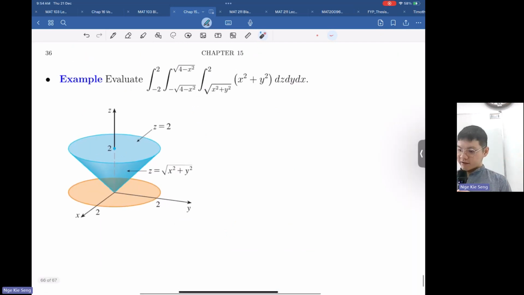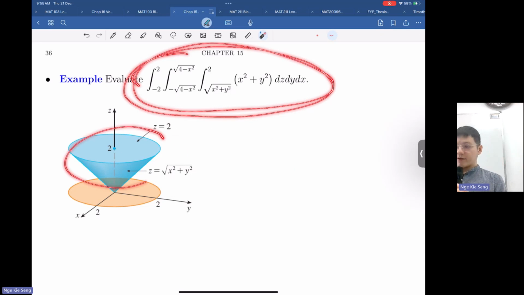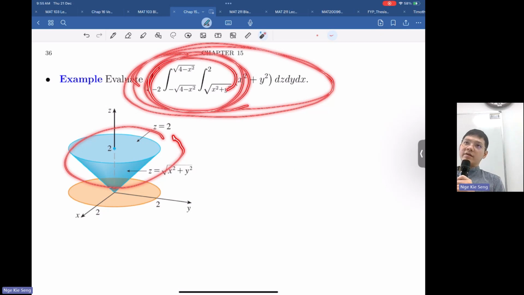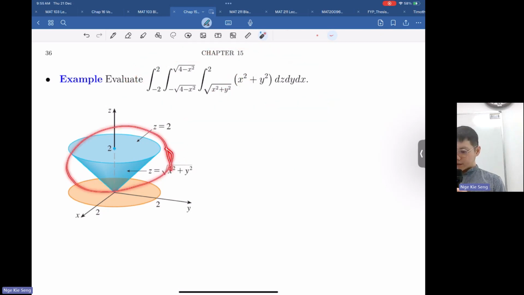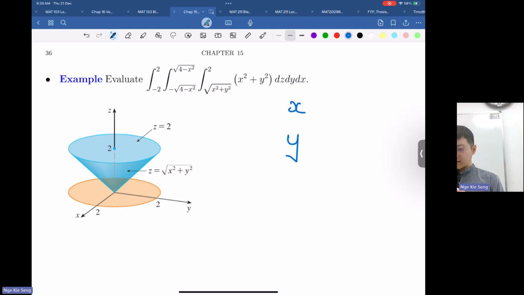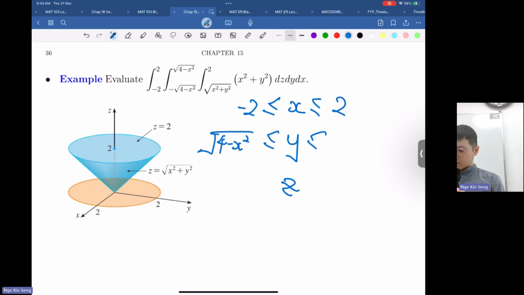Let's say I just give you this integral here. Can you draw the diagram? How can you turn this integration domain into a picture like this? Let's list down the integration domain. The order is: you fix x first, then y, then z. X is going from -2 to 2. And y is going from square root of 4 minus x squared to minus square root of 4 minus x squared. And then z is going from square root of x squared plus y squared up to 2.